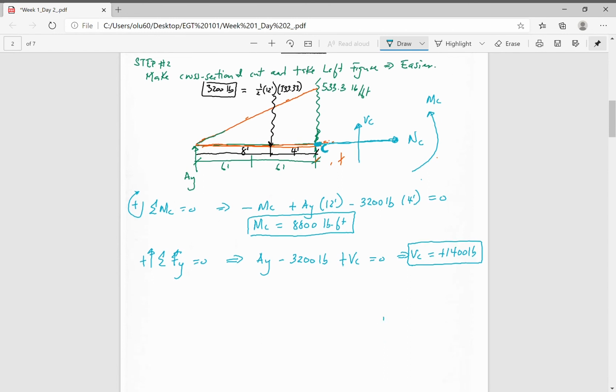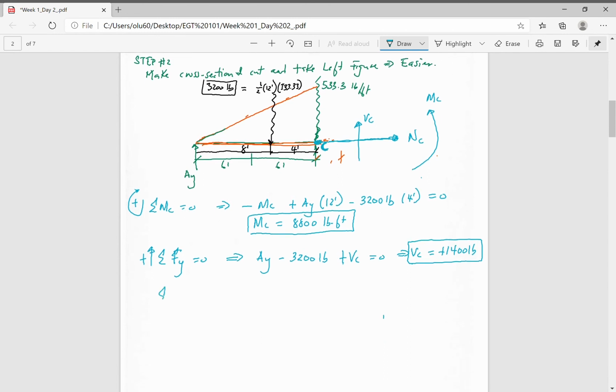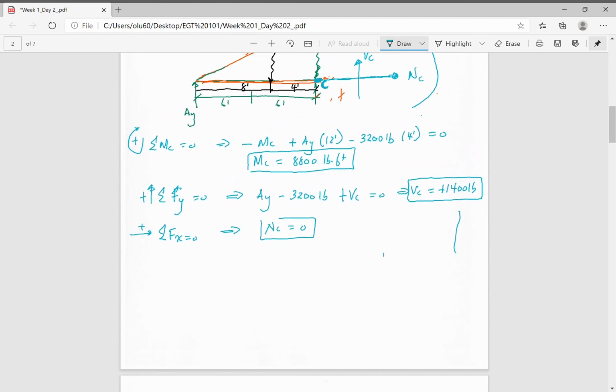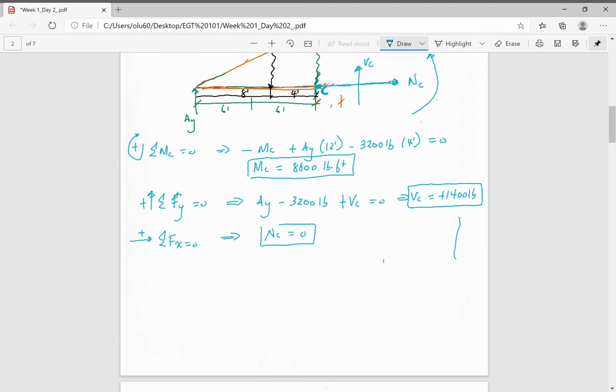Then the sum of forces in the x direction equals 0, and there are no forces in the x direction. That's going to be NC equals 0. I hope you understand how that works. Let me stop here, and I'm going to pick up from another video. Okay, thank you very much.